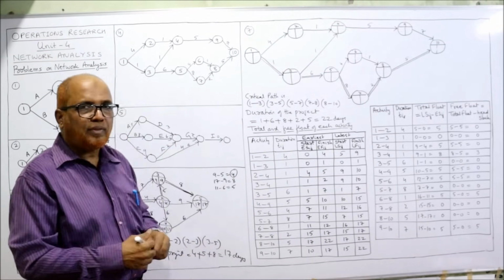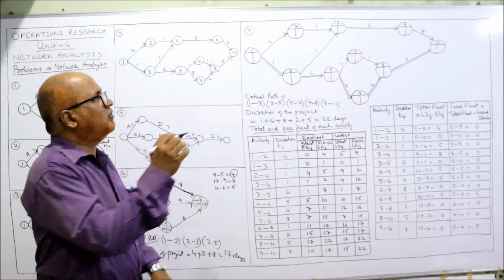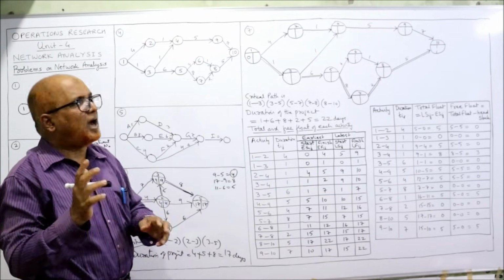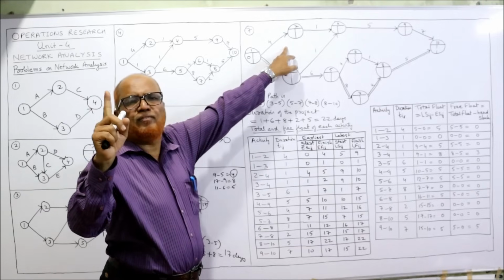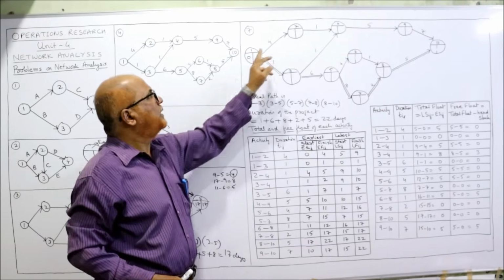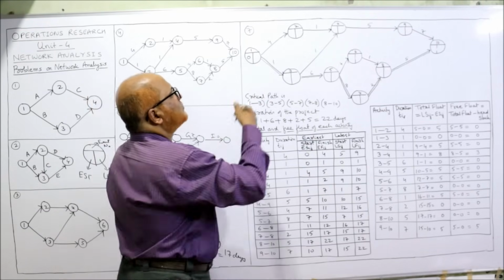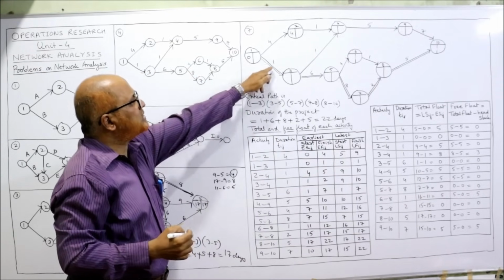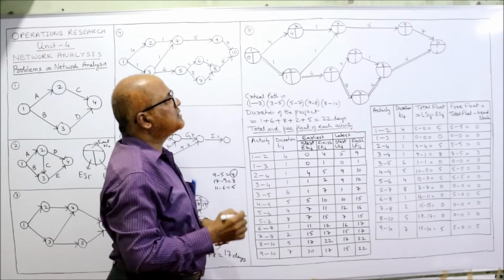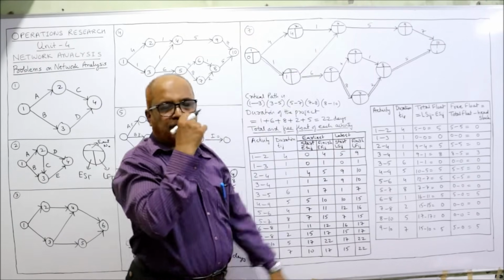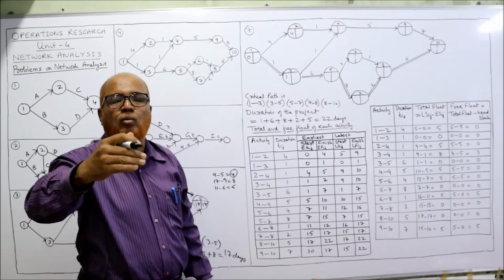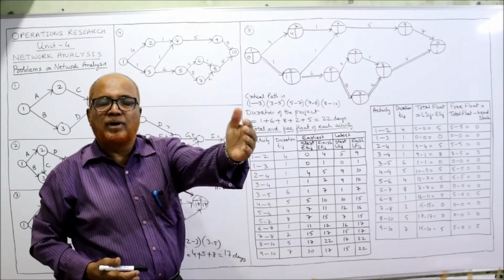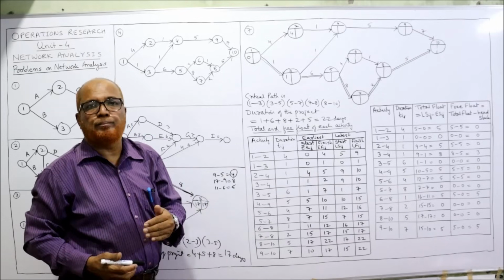See carefully. The first EST value will always be 0. We begin with 0. Now how many arrows are merging here? Only one arrow, so simply you add up. 0 plus 4 is 4. Here only one arrow is merging, so 0 plus 1 is 1. Right? Here two arrows are merging, so while moving forward, we have to take the maximum. For forward pass, maximum. For backward pass, minimum.